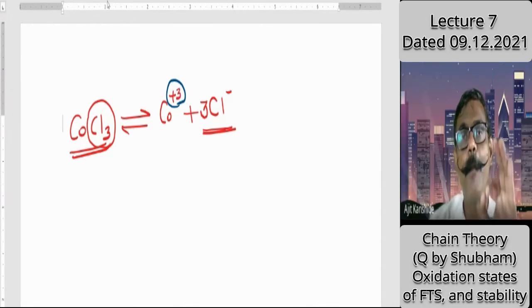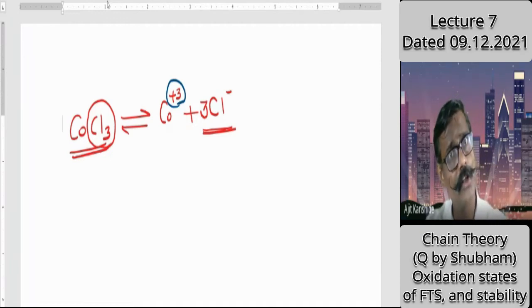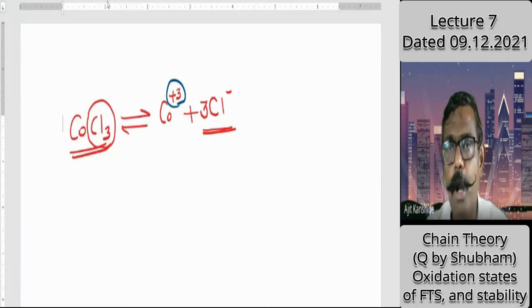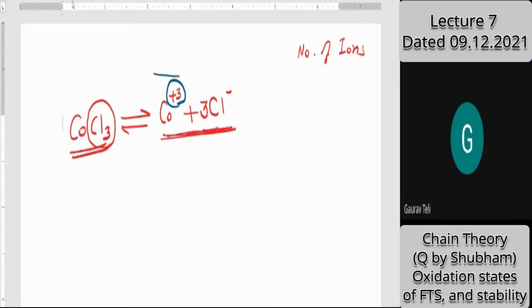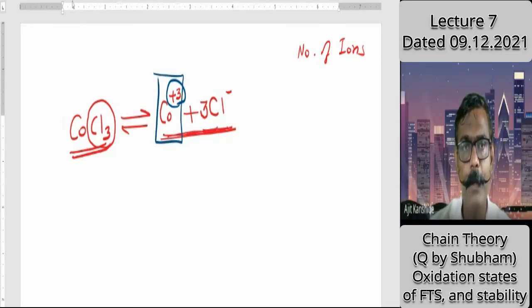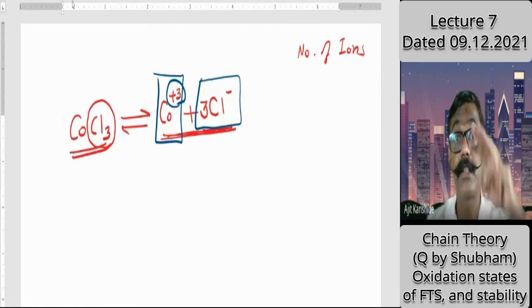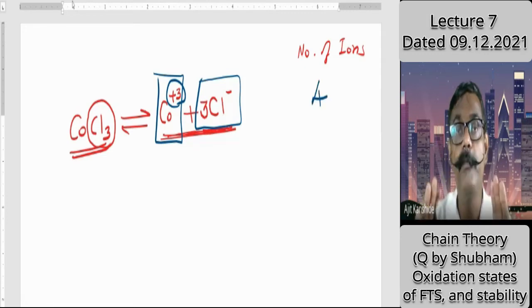It is a mode of ionization. People were knowing this actually, but only for coordination compounds they changed their concept. So total number of ions, how many are there? Total number of ions which are ionized here, how many ions are you finding? 4. Right, cobalt +3 is 1 ion, and these 3 Cl-, 3 ions are there. Total number of ions is 4.